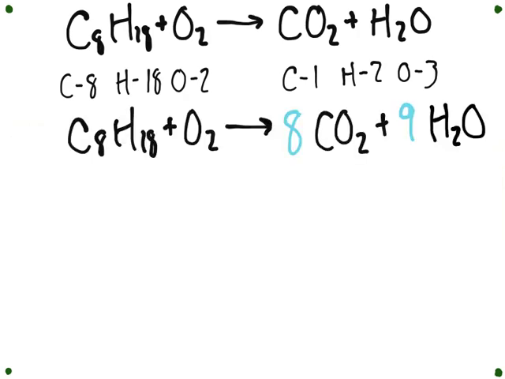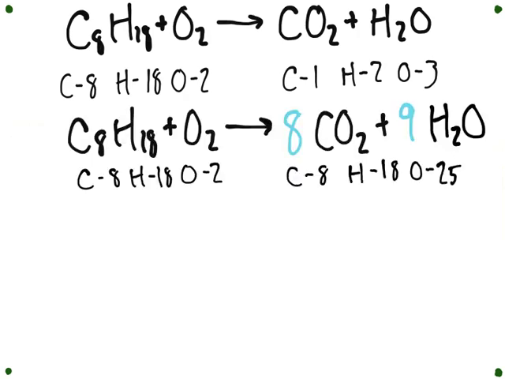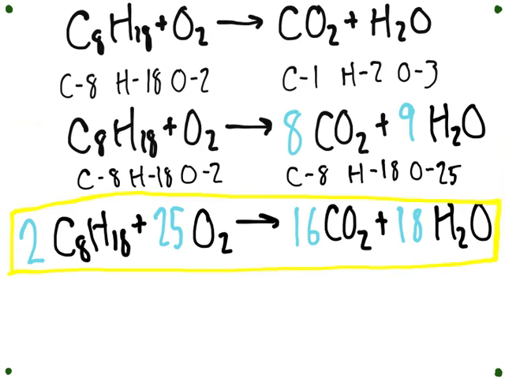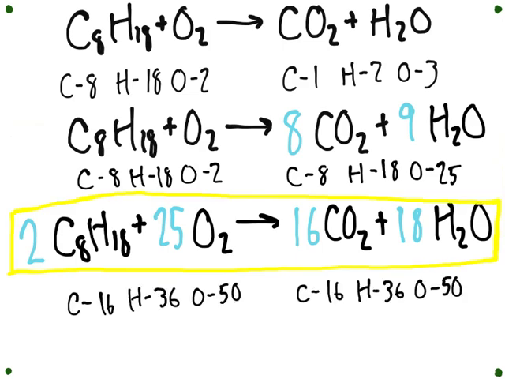If we add a coefficient of 8 here, we even out our carbon and hydrogen atoms. And finally, a coefficient of 2 in front of octane, 25 in front of oxygen, 16 in front of carbon dioxide, and 18 in front of water completely balances our equation with 16 carbon, 36 hydrogen, and 50 oxygen on both sides. So here we have our final balanced equation, which might take you a little longer, but I had the answers, so I went through that quickly.